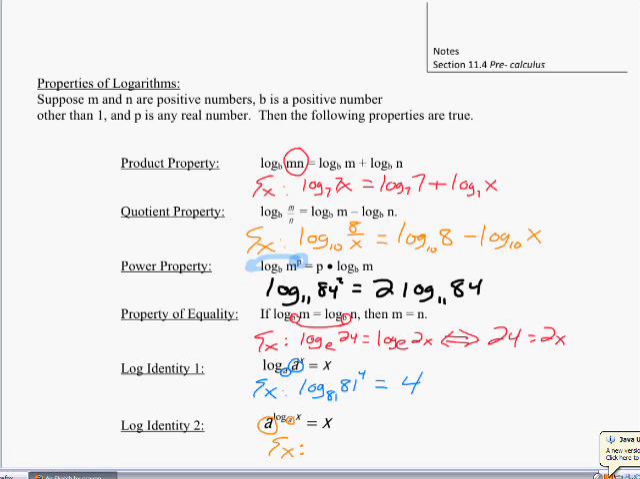So, example. Let's say that we had 37 to the log base 37 of 9. According to this identity, that just equals 9.